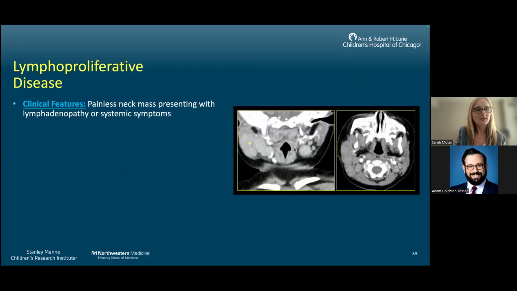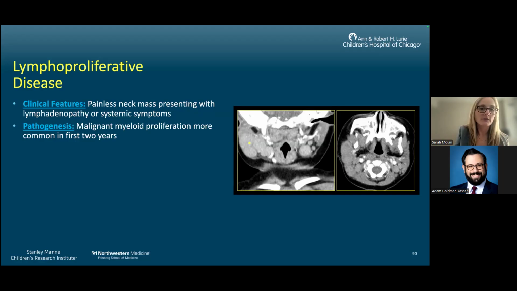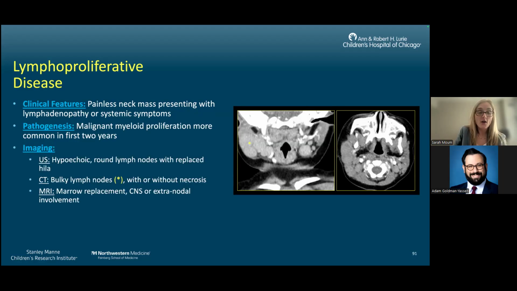Okay, and then rounding out the differential, we don't see lymphoproliferative disease very commonly in the head and neck in infancy, but I include this for completeness. Lymphoproliferative disease can present as a painless neck mass with lymphadenopathy, or the patient may have systemic symptoms as well. Myeloid proliferation is more common in the first 2 years of life. That said, the imaging I'm showing here is for a 9-month-old who presented with right neck swelling, and they had ALL with left cervical and parotid gland involvement.